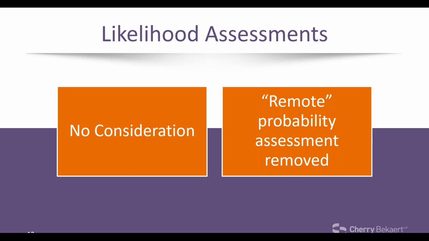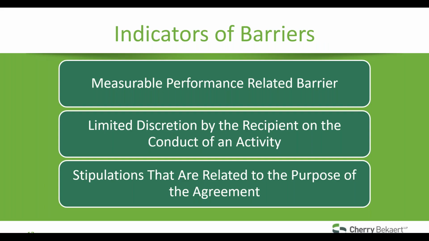As a matter of fact, in the old guidance, there was even a concept of remote. If the likelihood was remote that you would meet the criteria, you could go ahead and recognize it. The remote probability assessment has also been removed from the guidance. So in assessing whether or not you have a barrier or right of return, there's no likelihood assessments done. They either exist or they do not. So let's talk about what is a barrier, or when you have indicators of a barrier.